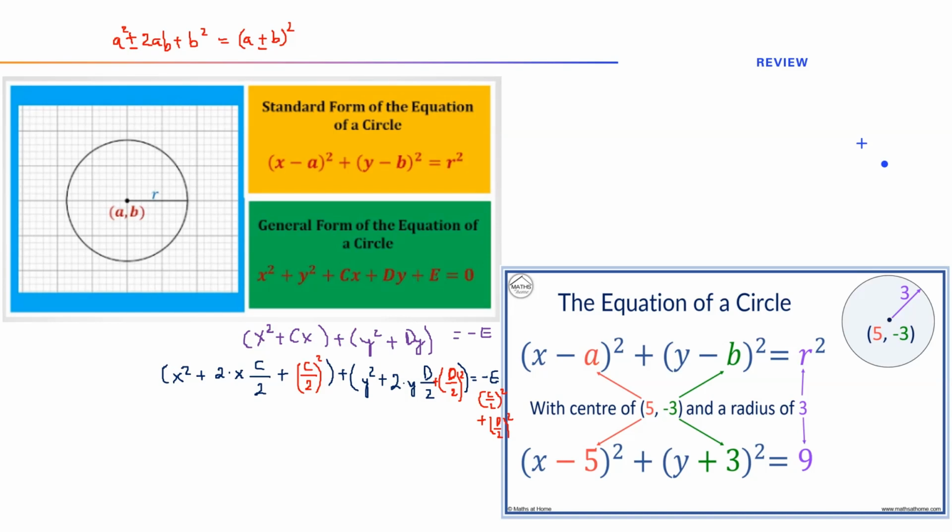Alright, now because of that, on the left hand side we will have x plus c over 2 squared plus y plus d over 2 squared equals minus e plus c squared over 4 plus d squared over 4. And we know that this one will form r squared.